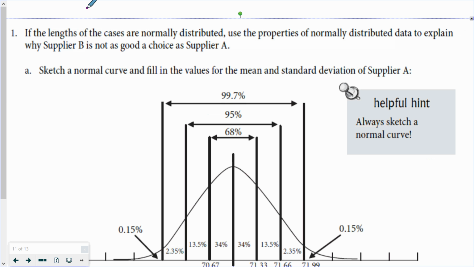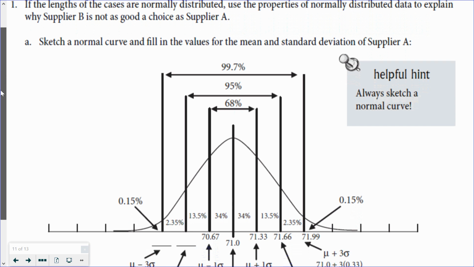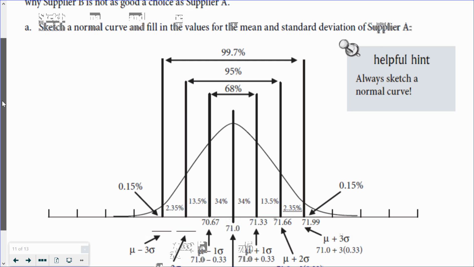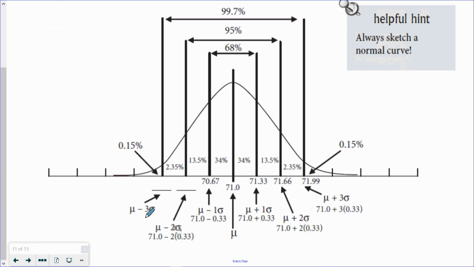So it says, if the lengths of the cases are normally distributed, use the properties of normally distributed data to explain why supplier B is not as good of a choice as supplier A. So here it's giving us kind of the beginning of our curve, but it's asking us to fill in values for the mean and standard deviation for supplier A. So as it showed up above, the mean length of the case was 71.0 millimeters. We know that the standard deviation for supplier A was 0.33.